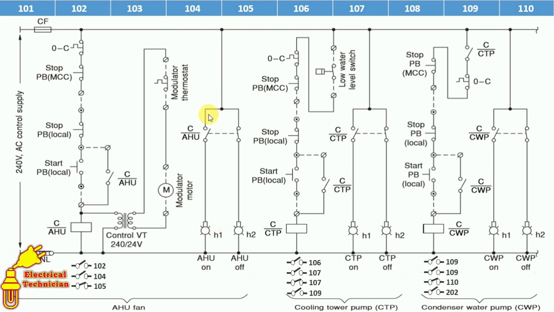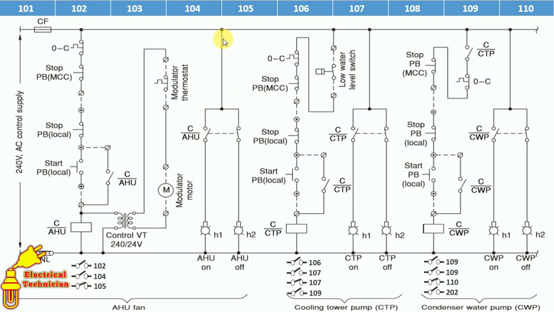This control supply from here is connected with 2 auxiliary contacts. These contacts belong to whom? You can see here it is written CAHU. That is, these auxiliary contacts are of this contactor. You can see here it is written 104, 105. So below this 104, if we see, then this NO contact is of this auxiliary contact. Similarly, this NO contact is at 105. Here is written 105. It means this auxiliary contact is used here.